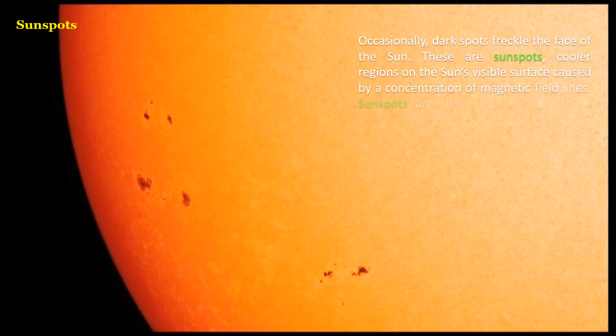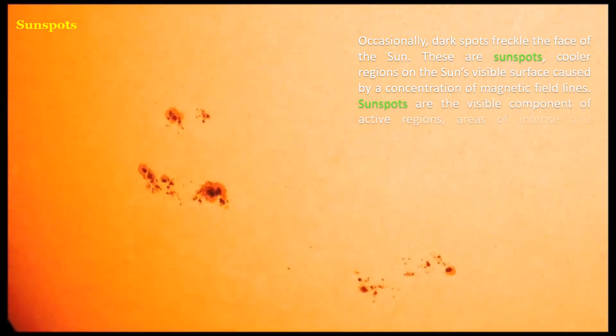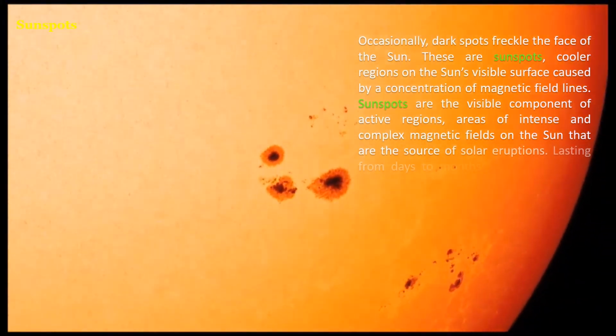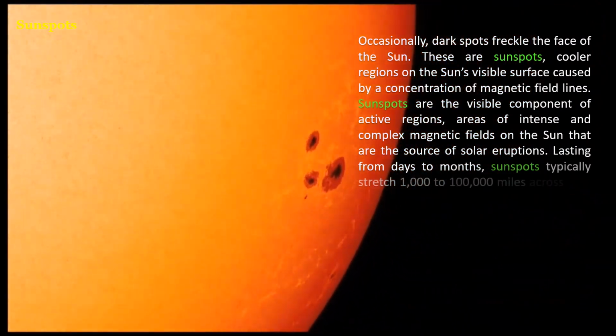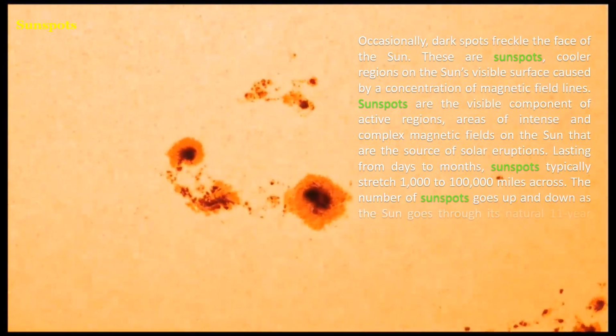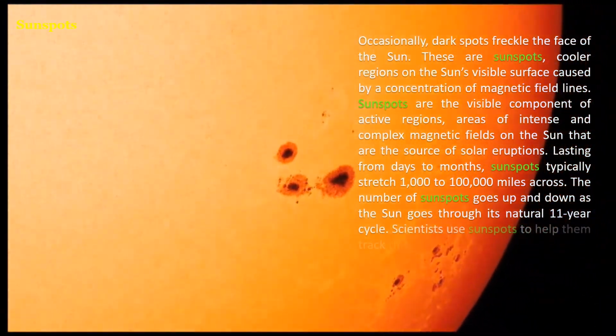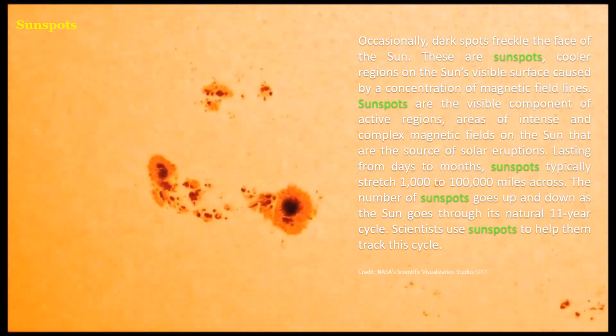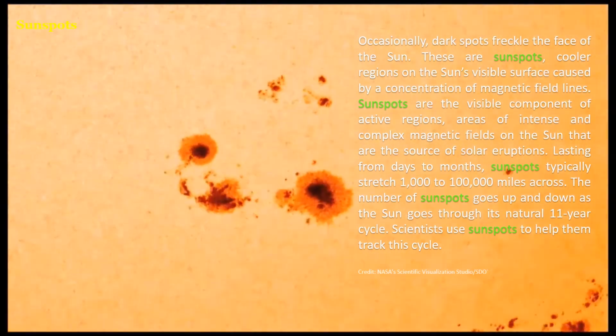Sunspots. Occasionally, dark spots freckle the face of the Sun. These are sunspots, cooler regions on the Sun's visible surface caused by a concentration of magnetic field lines. Sunspots are the visible component of active regions, areas of intense and complex magnetic fields on the Sun that are the source of solar eruptions. Lasting from days to months, sunspots typically stretch 1,000 to 100,000 miles across. The number of sunspots goes up and down as the Sun goes through its natural 11-year cycle. Scientists use sunspots to help them track this cycle.